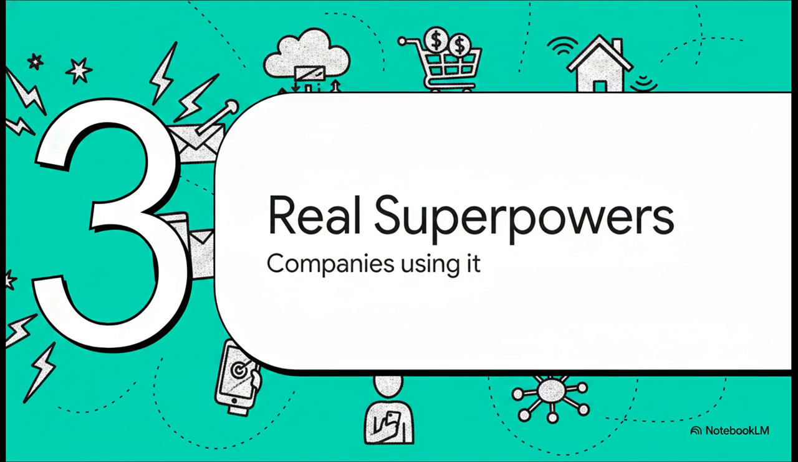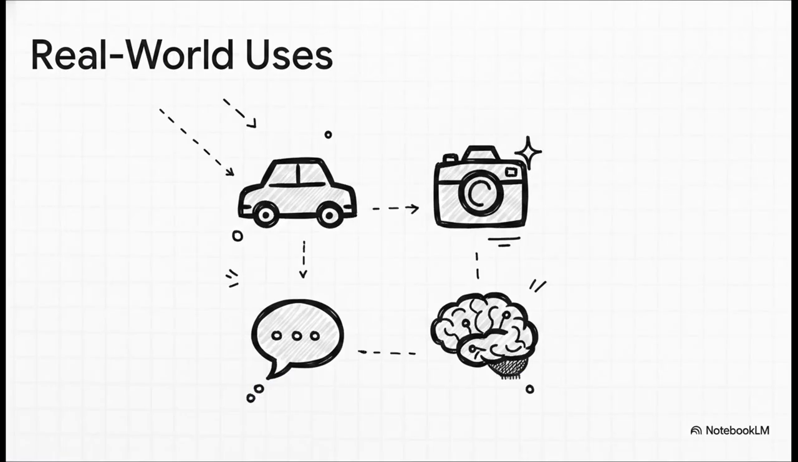All right, Section 3, real-world superpowers. Let's look at who is actually using this invisible infrastructure. Spoiler alert, it's the biggest tech giants on the planet.